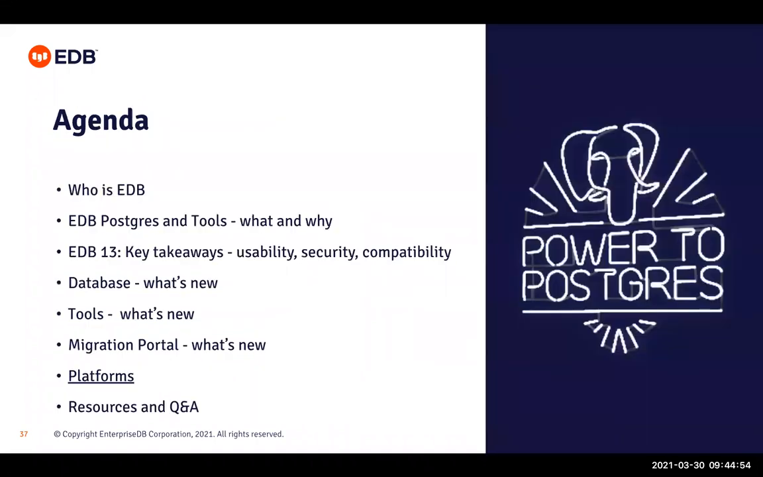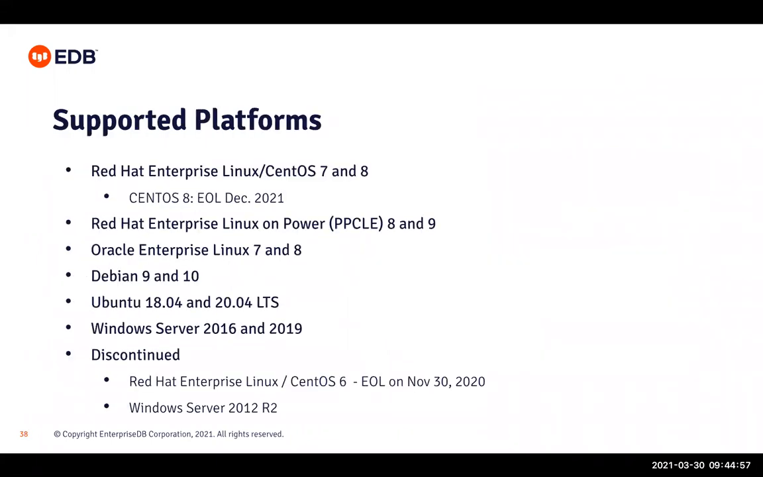So on platforms, news on platforms, we support Red Hat Enterprise Linux as well as CentOS and Oracle Enterprise Linux on versions 7 and 8. A thing to note though is that Red Hat has announced that CentOS 8 is going end of life a lot sooner than expected, in December this year. So if you're running on CentOS 8, this is something that you need to be aware of.